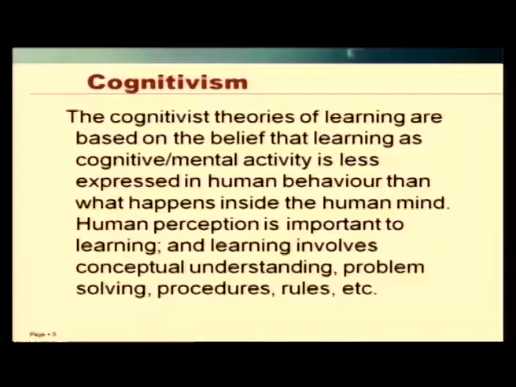Cognitivism, the second theory which came after behaviorism. The cognitivist would simply say that learning is based on the belief that learning is a cognitive or mental activity. Many more things happen within the individual rather than outside, and this cannot be expressed in human behavior, because most of the things happen inside the human being. What happens inside the human mind and human perception is important to learning, and learning involves conceptual understanding, problem solving, procedures, rules.